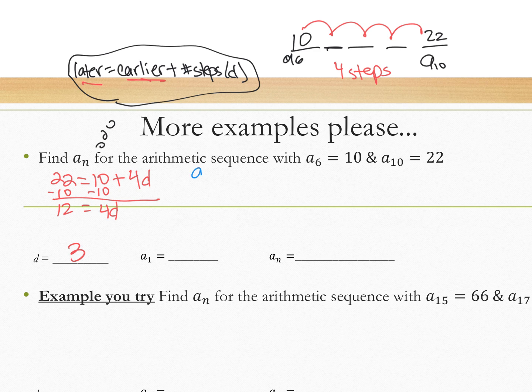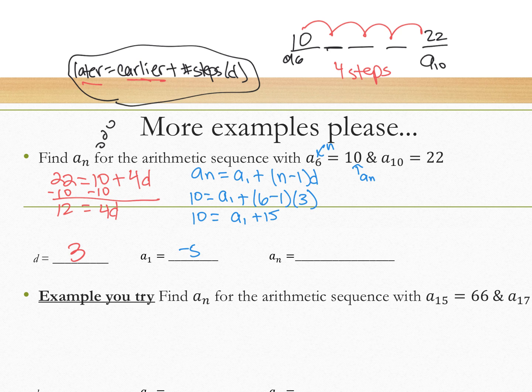Okay, so if I know we have an equals a1 plus n minus 1 times the common difference, it doesn't matter which one you choose. You can choose a6 or you can choose a10 to plug in. If we choose a6, that means n is 6 and an is 10. 10 equals a1 plus 6 minus 1 times our common difference, 3, and we'll solve for a1. 10 equals a1 plus 15, so a1 here is equal to negative 5.